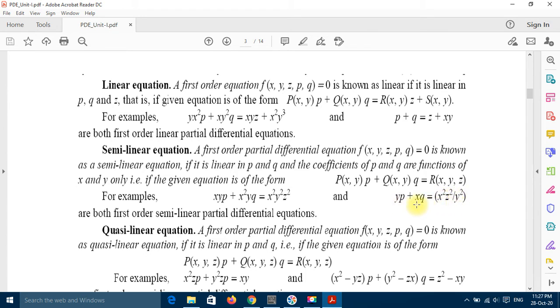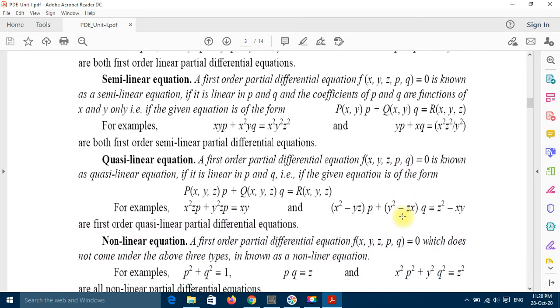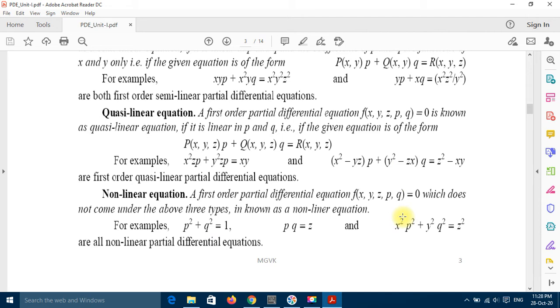Next example is y p plus x q is equal to x square z square upon y square. Here the coefficients of p and q both are the functions of x and y, and p and q occur in linear, and the power of z is 2 again, so this is again a semi-linear partial differential equation. Now come on to the quasi-linear partial differential equation.